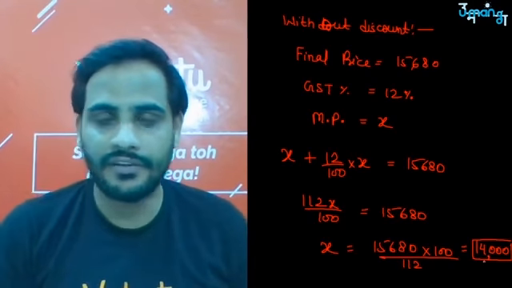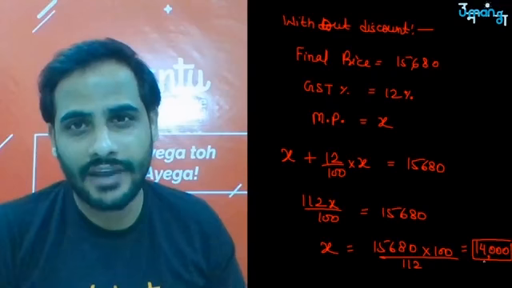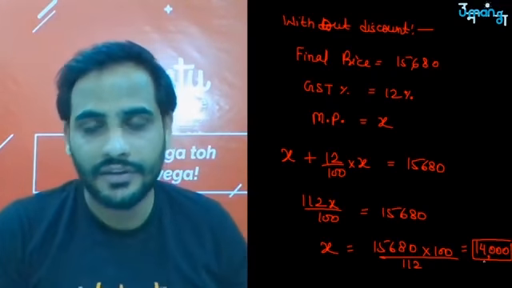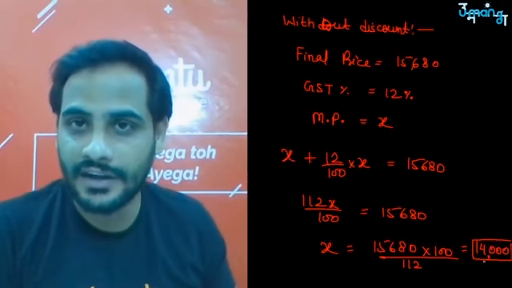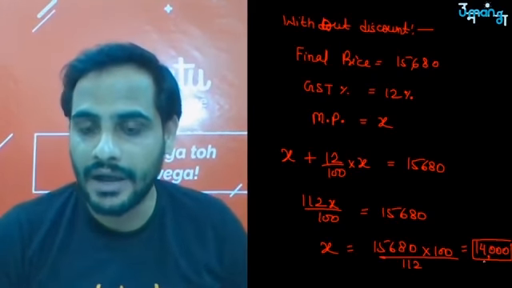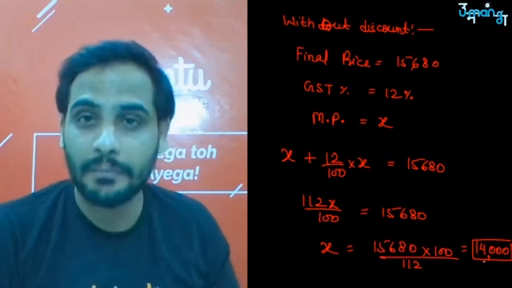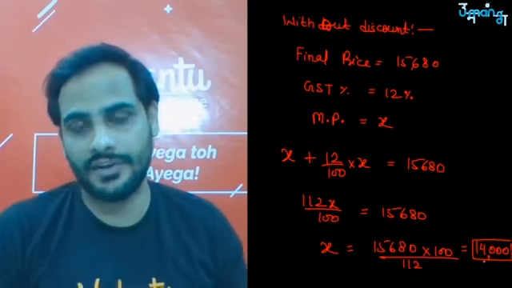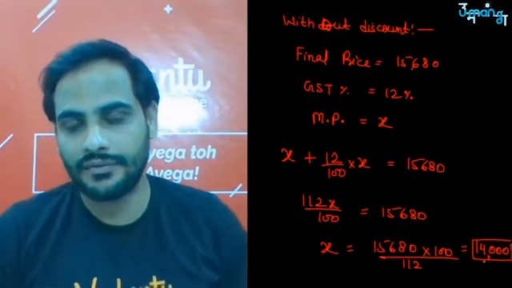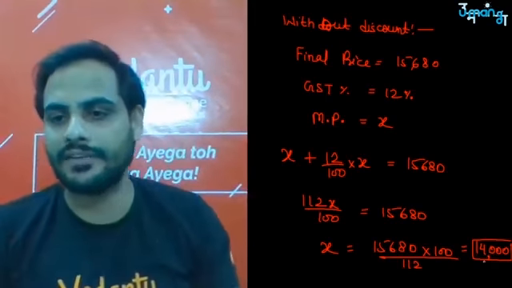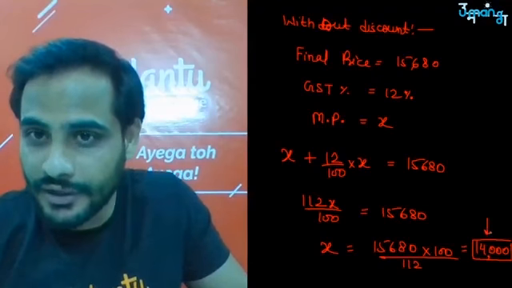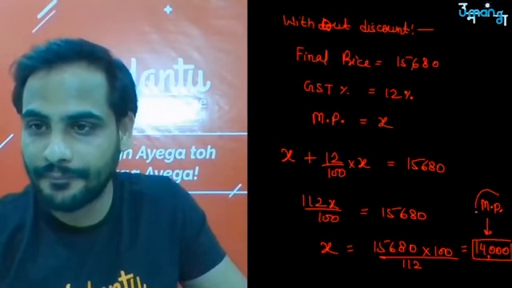Okay, so first look at what we have done. First we have calculated the GST. So 15,680 should be equal to the marked price plus your GST. Got it? So X plus the GST is equal to 15680. When you solve it, you'll get X is equal to 14,000. So this 14,000 is your mark price, right?